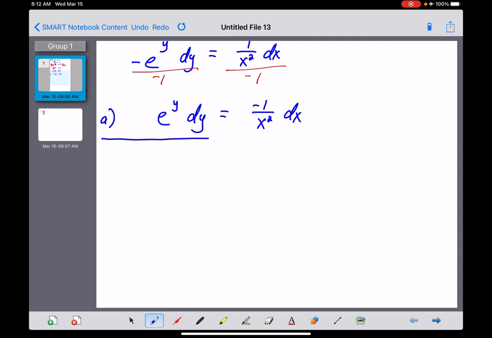Now they want us moving on into what they're telling us to do in part B, but they're really just trying to guide us step by step here through what we would probably do anyway. Integrate both sides. So that's what you do after you've separated your variables.